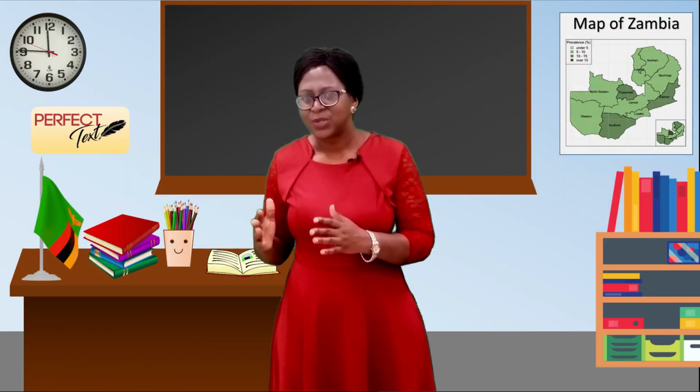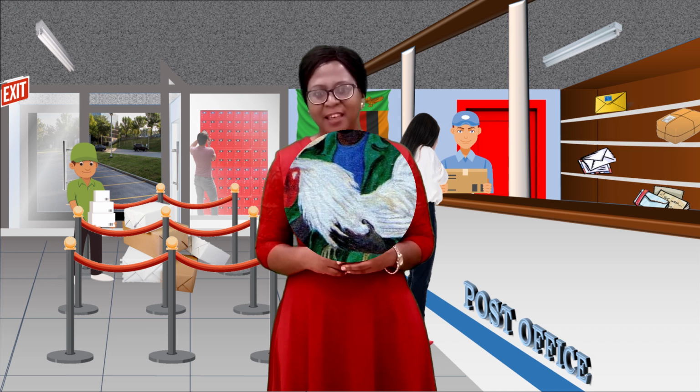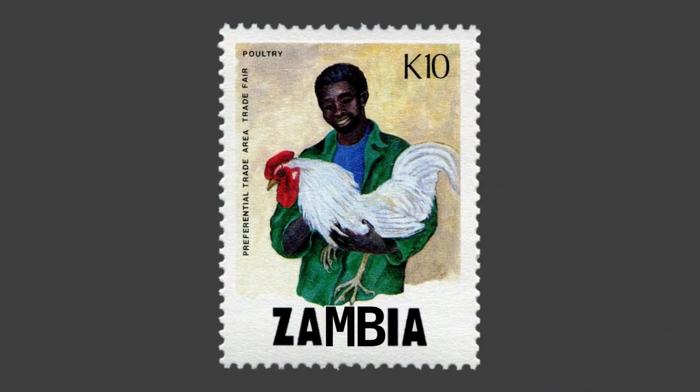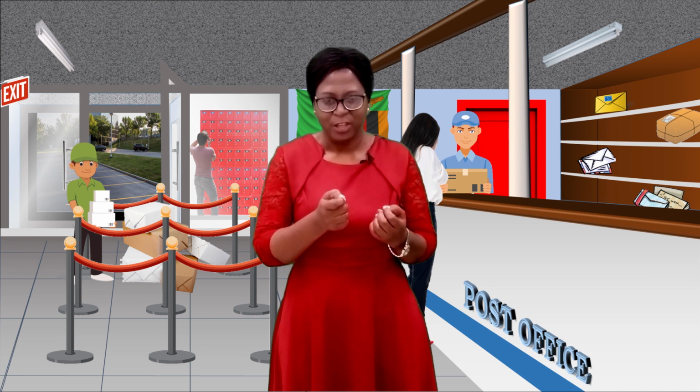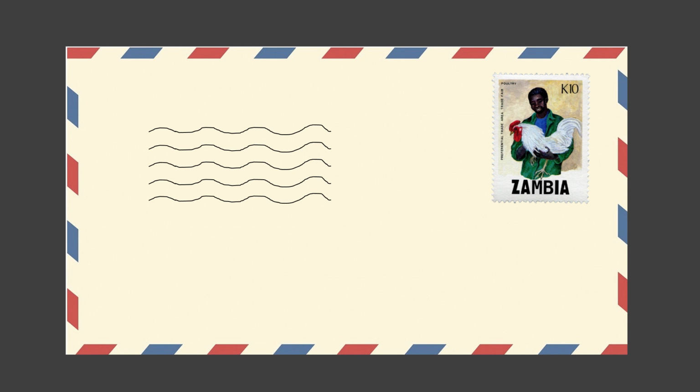Next, you go to the post office. Do you know what you buy from the post office? Correct. You buy a stamp. A stamp has two sides. The one side has a nice picture on it. The other side is sticky. It has glue on it. So when you buy a stamp, you come back to your envelope and you are supposed to stick the stamp on the envelope.